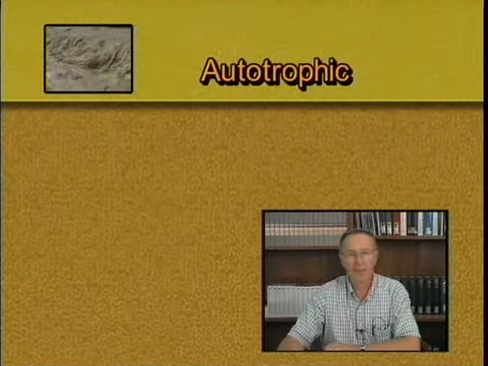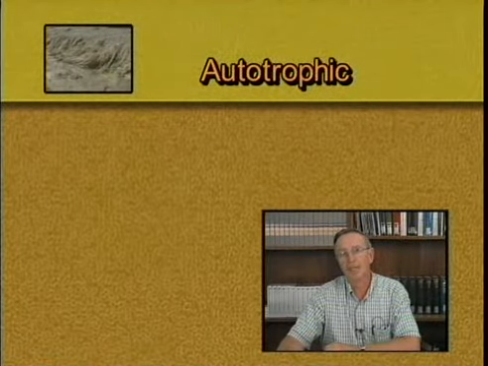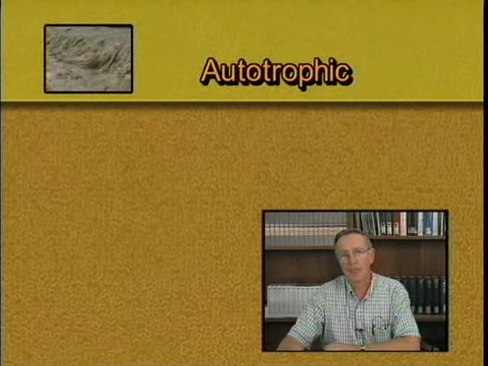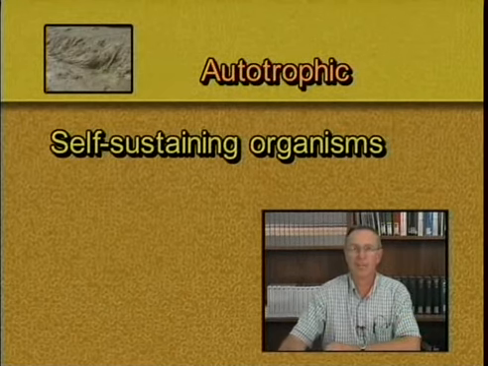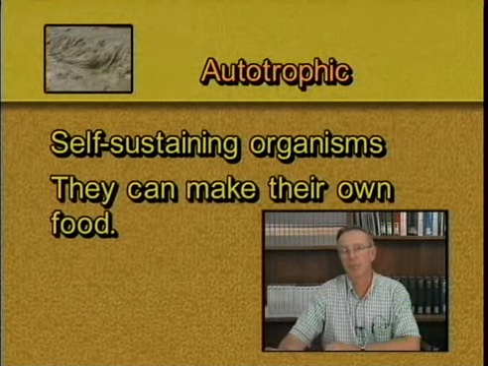The other type of microorganism that exists in the soil would be classified as autotrophic. Once again, that is spelled for you in your handout. Autotrophic, a very short definition of that is that these organisms are self-sustaining. Now, what does that term self-sustaining mean? Well, it means they can make their own food.